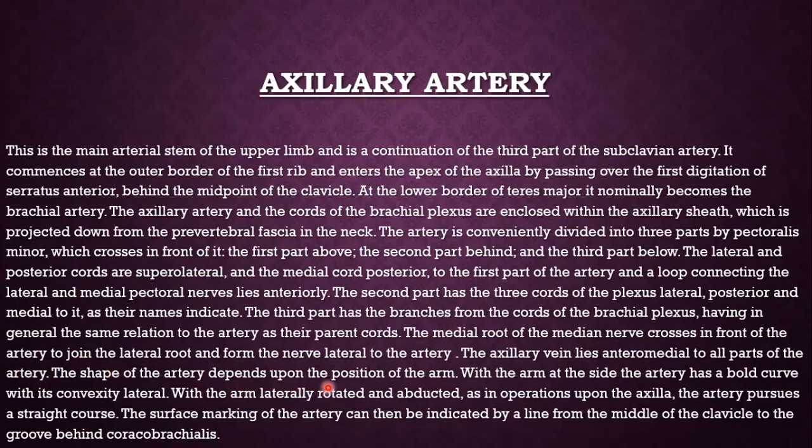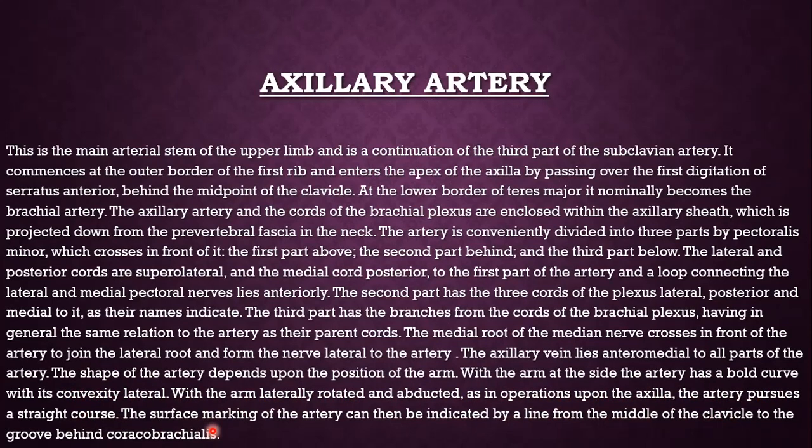Now, the shape of the artery depends upon the position of the arm. When the arm is at the side of the body, the artery will have a bold curve with its convexity lateral. When the arm is laterally rotated and abducted, that is, when it is taken away from the body, as in operations upon the axilla, the artery usually pursues a straight course. In that position, the surface marking of the artery is indicated by a line from the middle of the clavicle to a groove which is usually behind the coracobrachialis muscle.